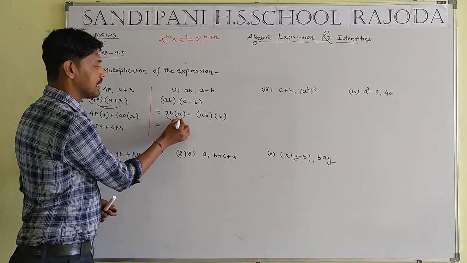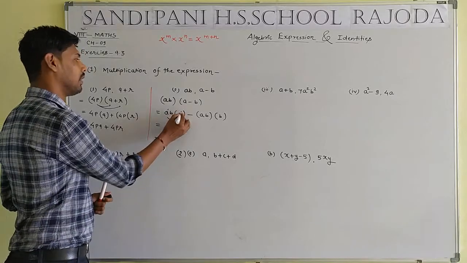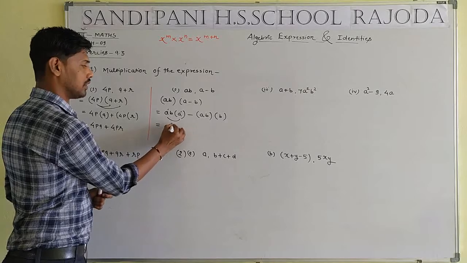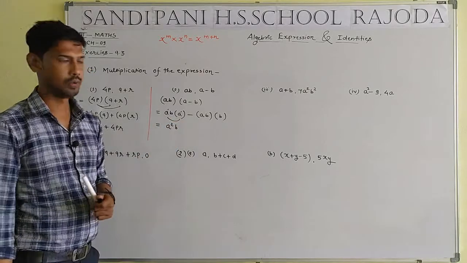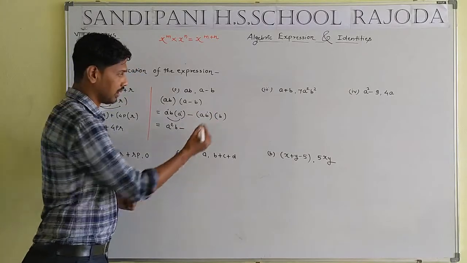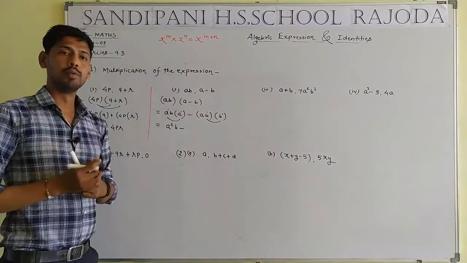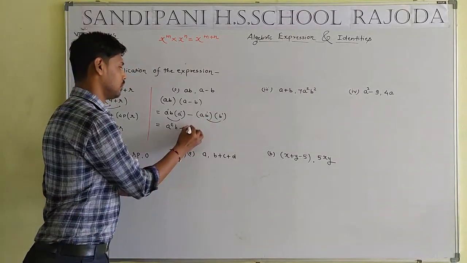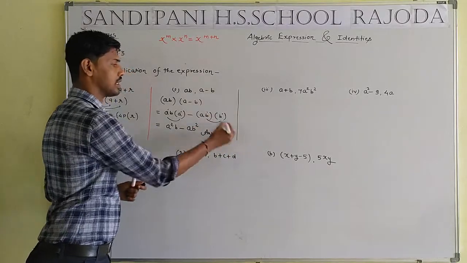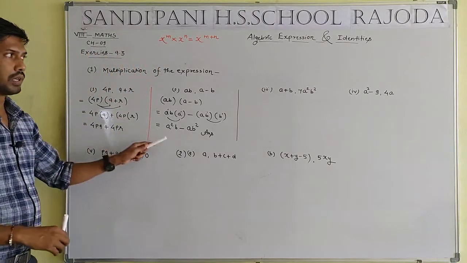AB, A is similar to A. Here the power of A is 1 and the power of A is 1. 1 plus 1 will be equal to 2, such that A square B. Here the power of B is 1 and the power of B is 1, 1 plus 1 will be equal to 2. So A B square is the second answer of question number second.